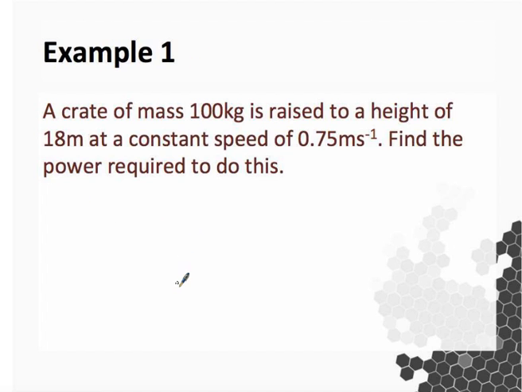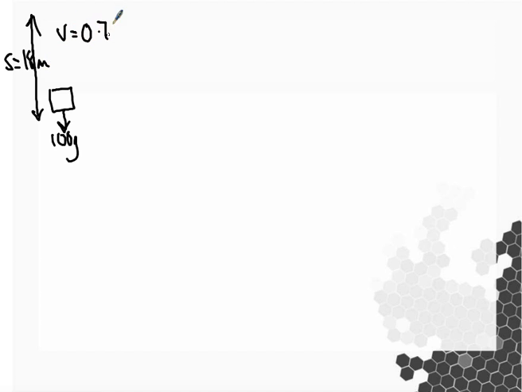Example 1. A crate of mass 100 kilograms is raised to a height of 18 meters at a constant speed of 0.75 meters a second. Find the power required to do this. So in this example we have a crate of mass 100 kg. It's lifted a distance s equals 18 meters at a speed of 0.75 meters a second.